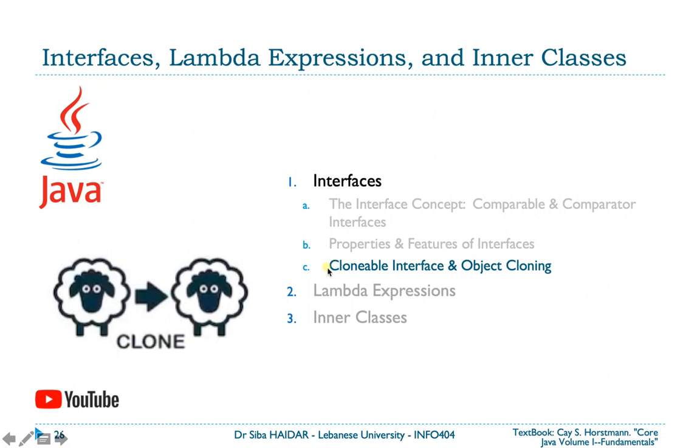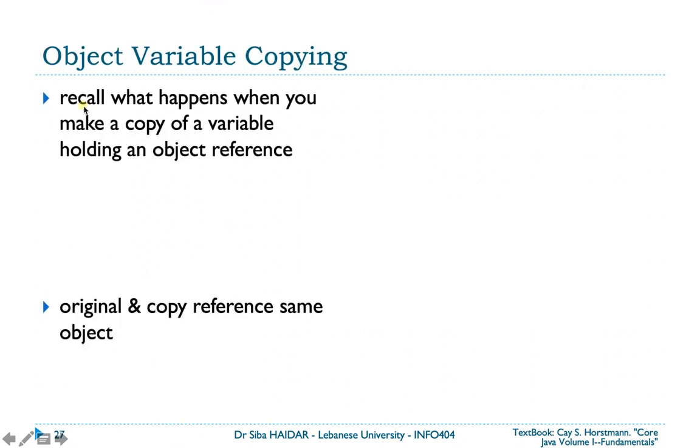And let us continue the Cloneable interface and object cloning, which is subsection 1.c of the chapter Interfaces, Lambda Expressions, and Inner Classes. Let us begin and recall what happens when you make a copy of a variable holding an object reference. So this is a variable original, and it will hold the object reference of a newly created object Employee with the name John Public and the salary 50,000.